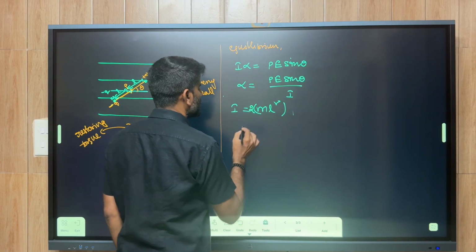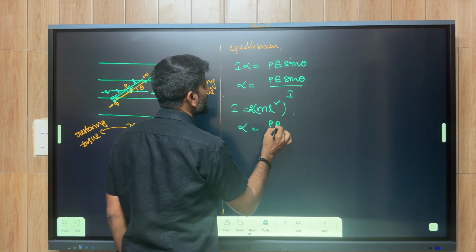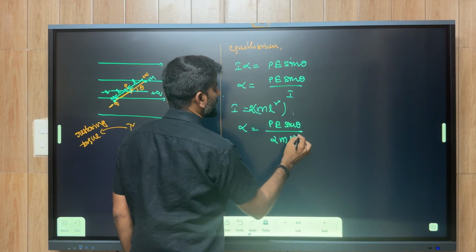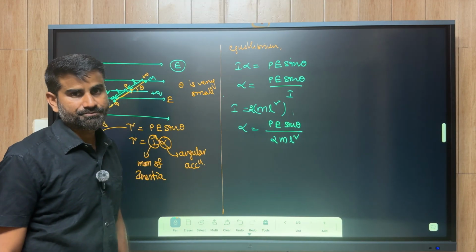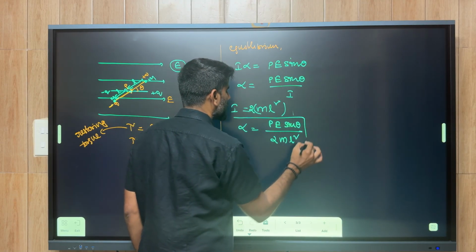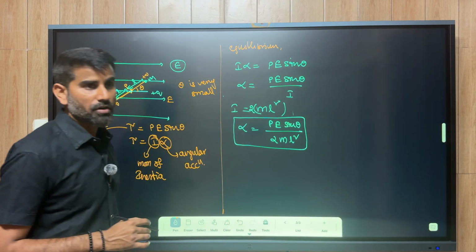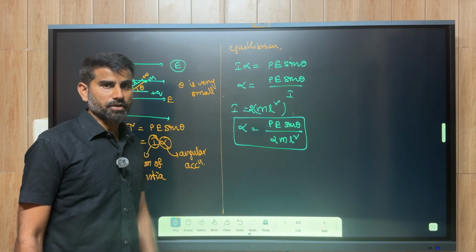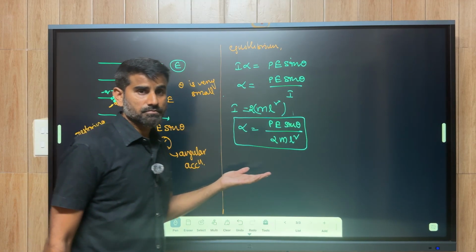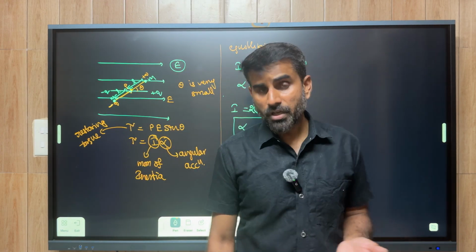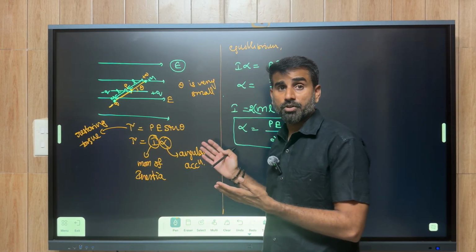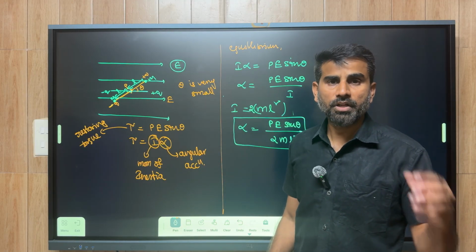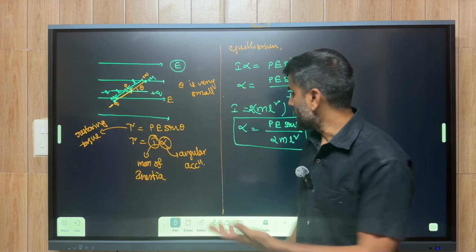So if I replace this here, what am I getting? PE sin theta upon 2ml square. So this is how we find the angular acceleration of the dipole in the uniform electric field. You can even extend this question. You can even apply this concept to conservation of energy as well. That also I am going to do. And you can apply this concept to SHM as well.